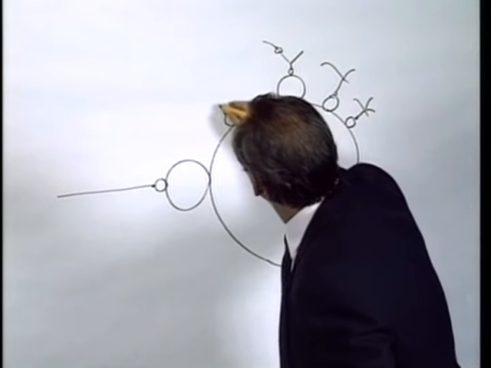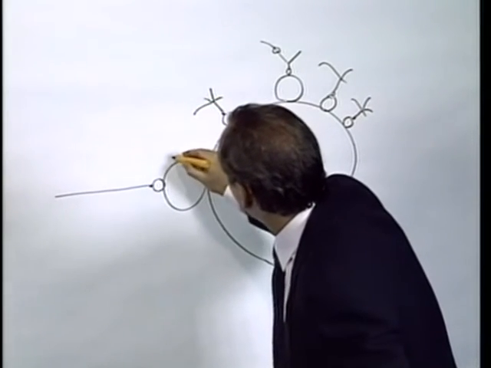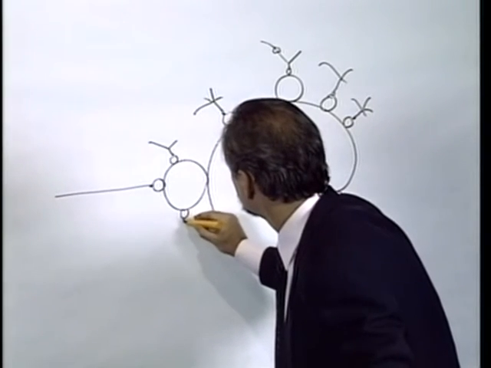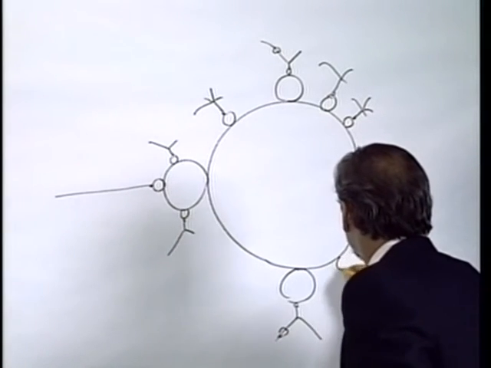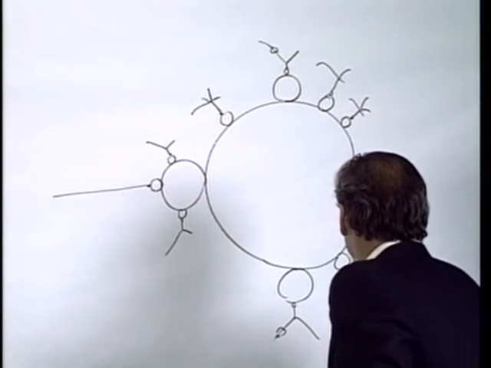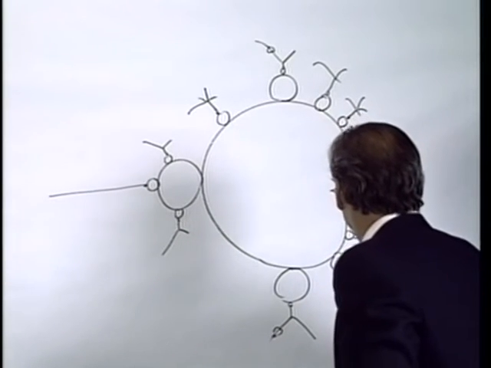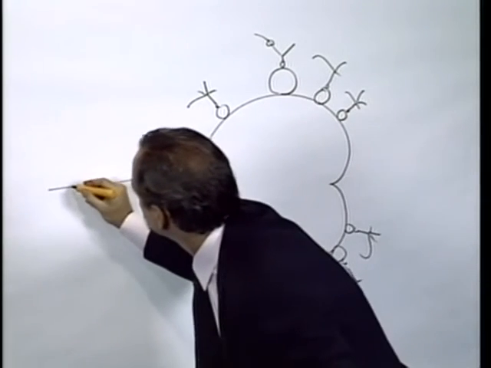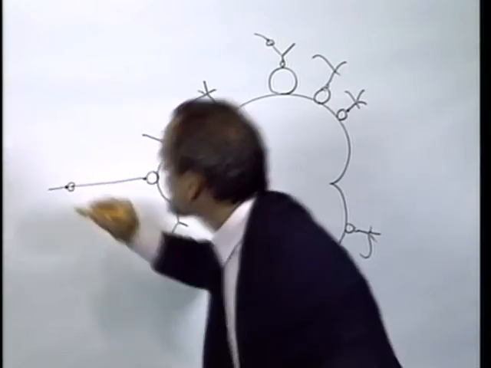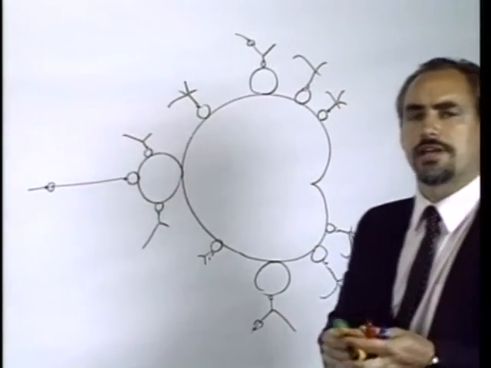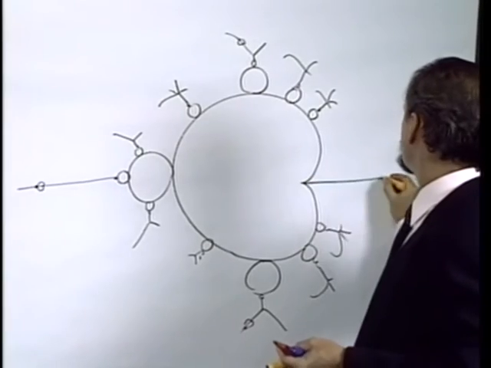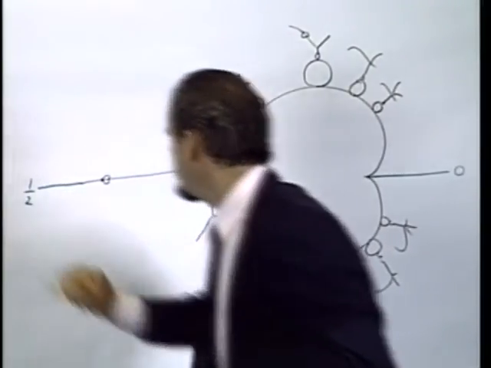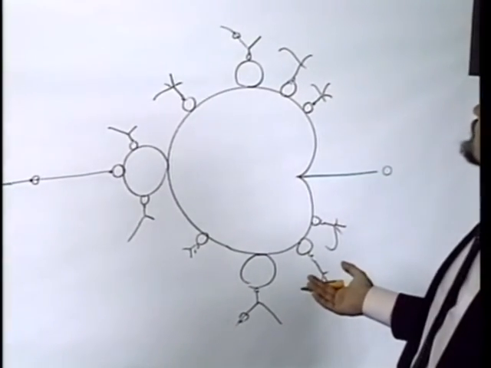Please observe that the little curly cues that I'm putting on here are not drawn at random. They are actually the correct ones. Now I will draw in the rays at various angles. Here, of course, is the ray at angle 0. Here is the ray at angle 1/2. And that's more or less the end of the rays that are more or less obvious.